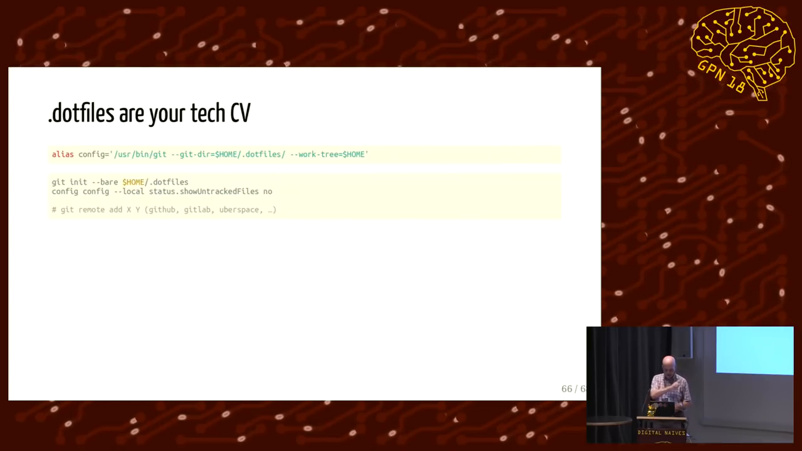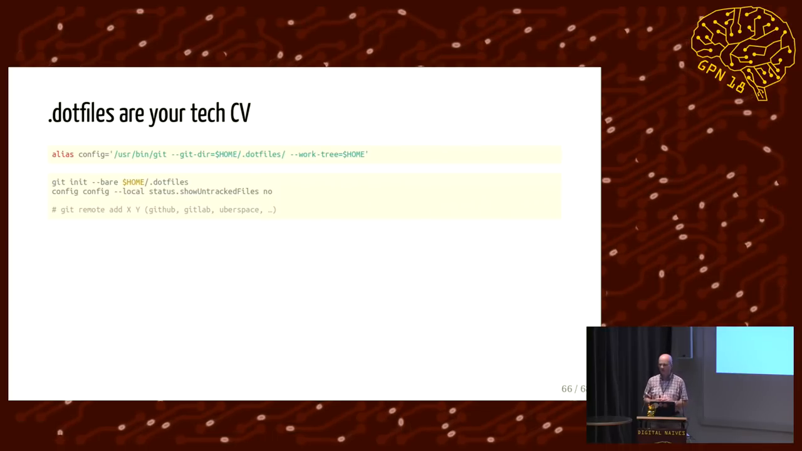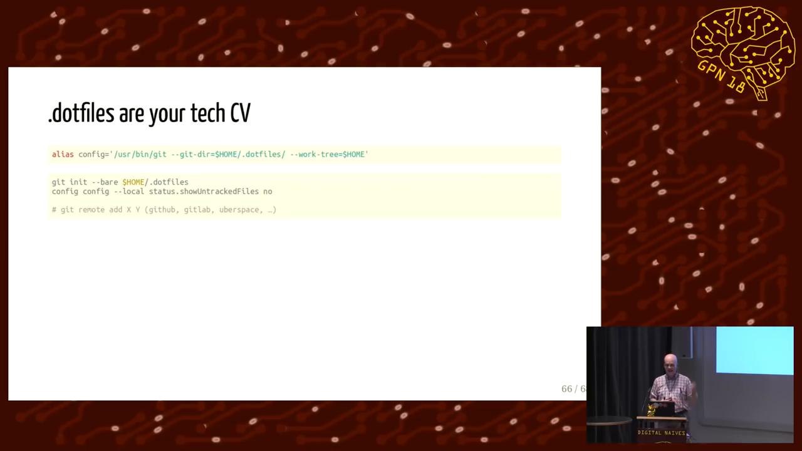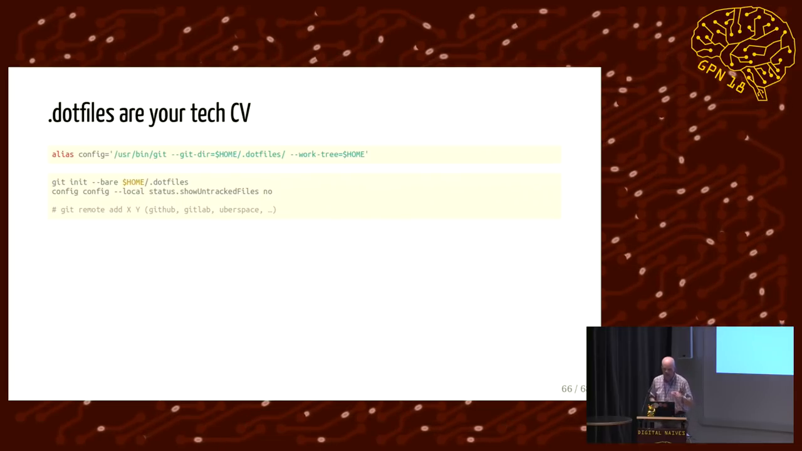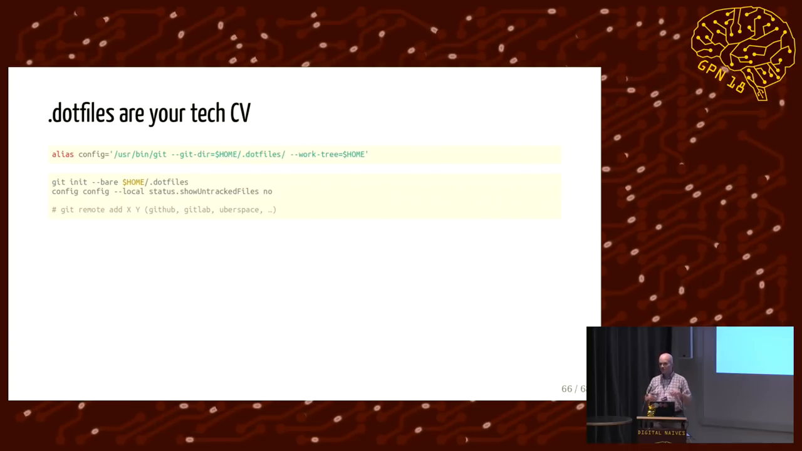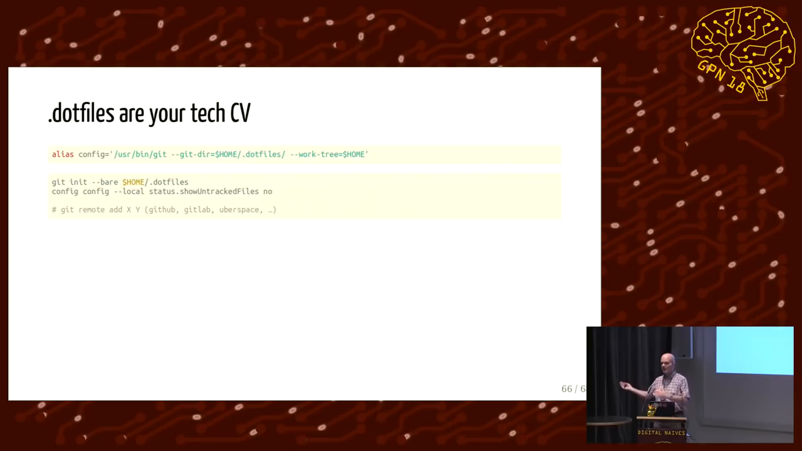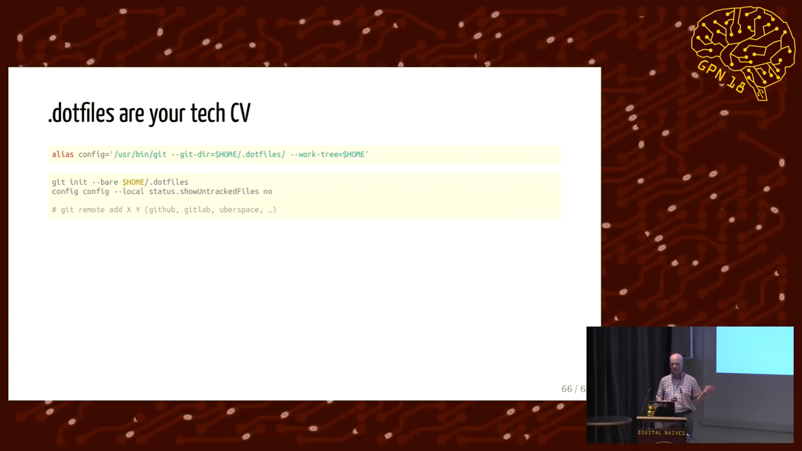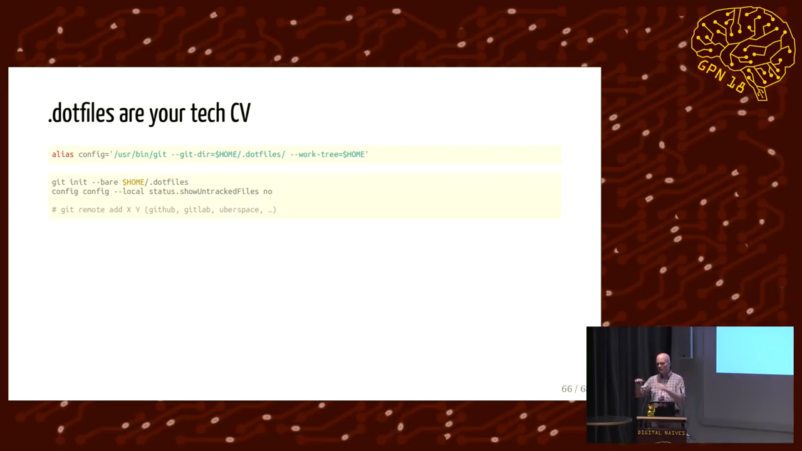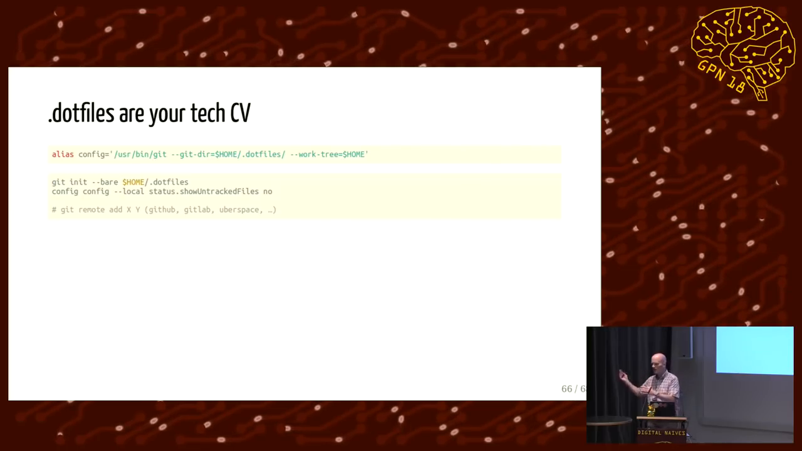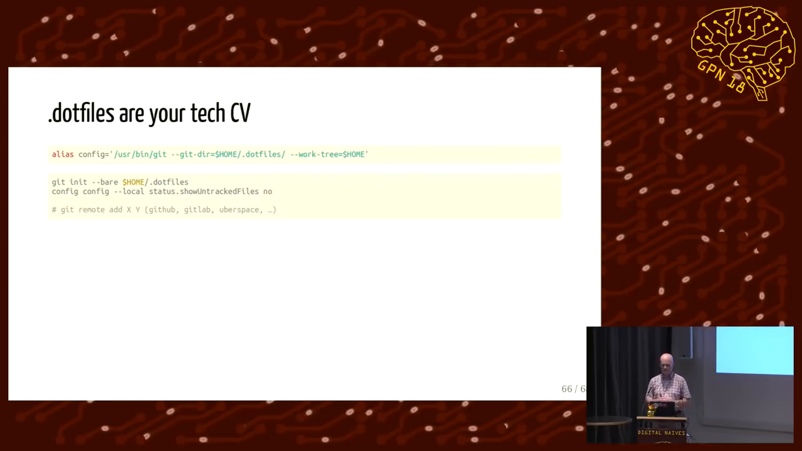Another thing: I said that you have to create these dot files as a bare git repository, and the second line is very important. With this config status, show untracked files, no, because you only want to track the files you want to track. You don't want to see all the other files in your home directory. With this line, if you do config status, it will compare just the few, your vimrc, zshrc, and those few files you want to track, and ignore all the rest.